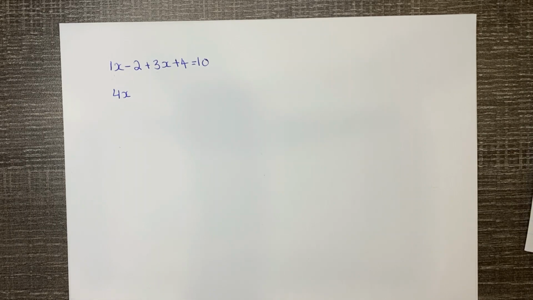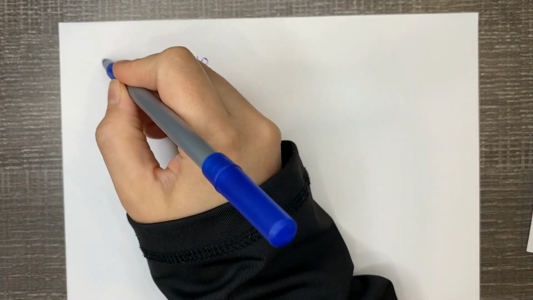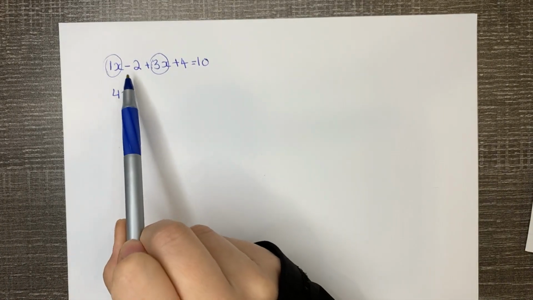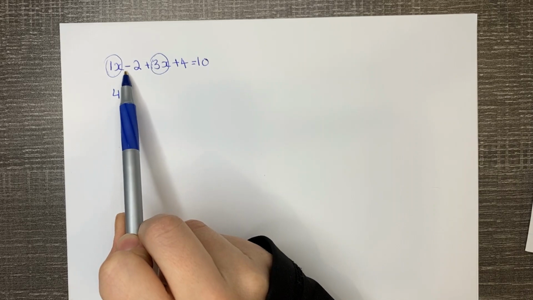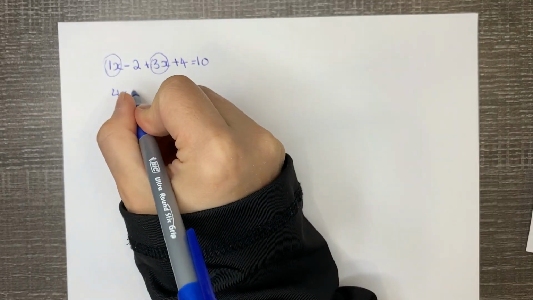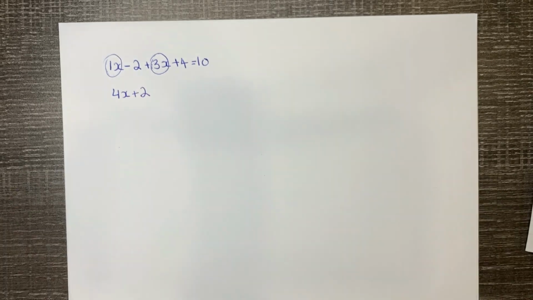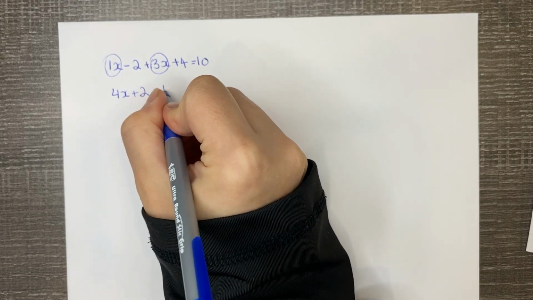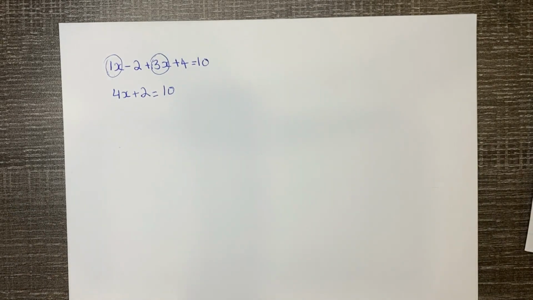The other set of like terms is the minus 2 and the plus 4. So I'm just going to circle the 1x and the 3x so you know we're done with them. And then we have the minus 2, don't overlook the sign, and then the plus 4, which is going to give us plus 2. So after collecting the like terms in our equation, it's now compressed to 4x plus 2 equals 10.